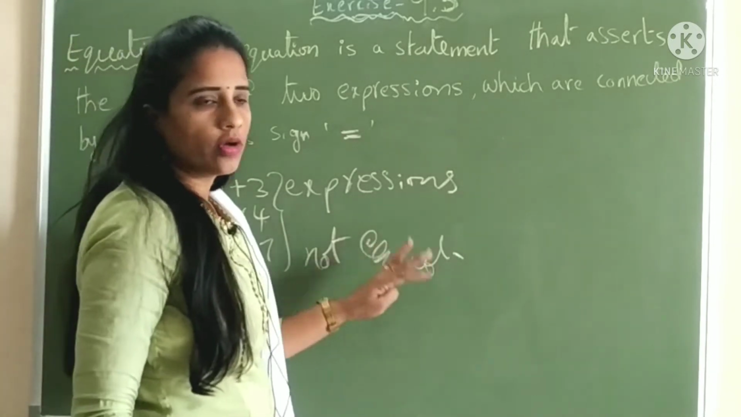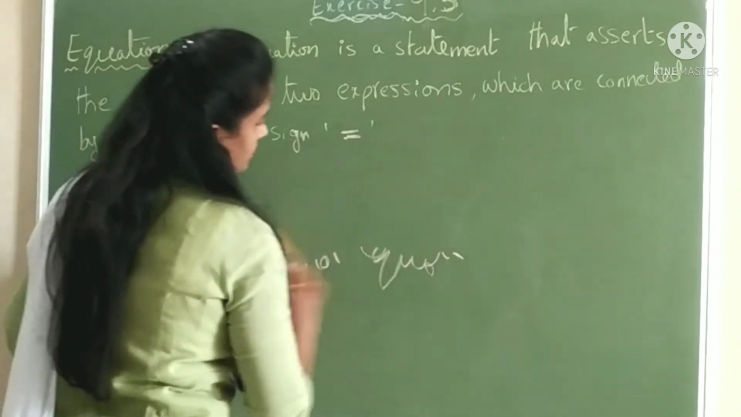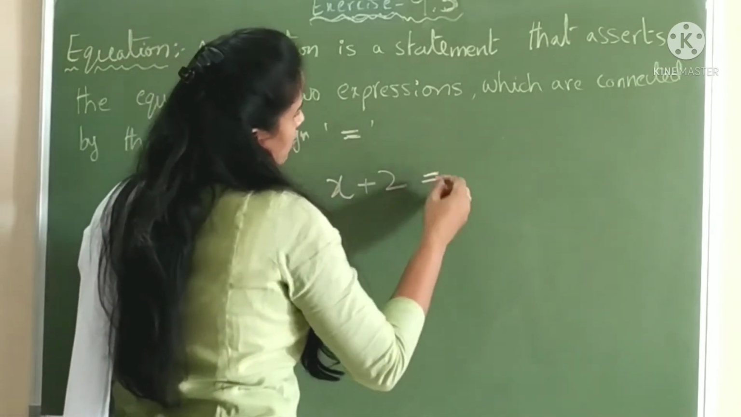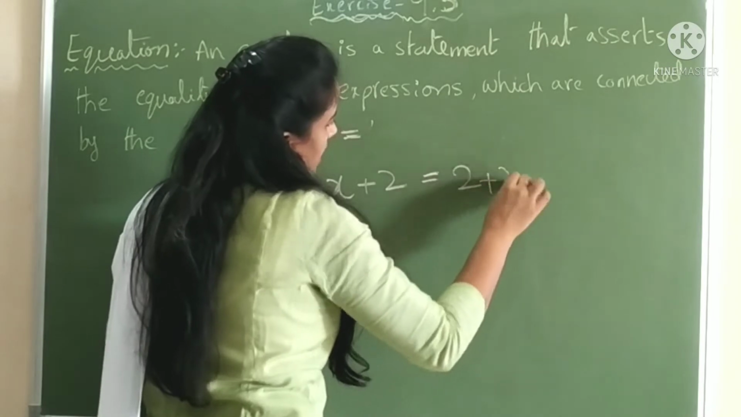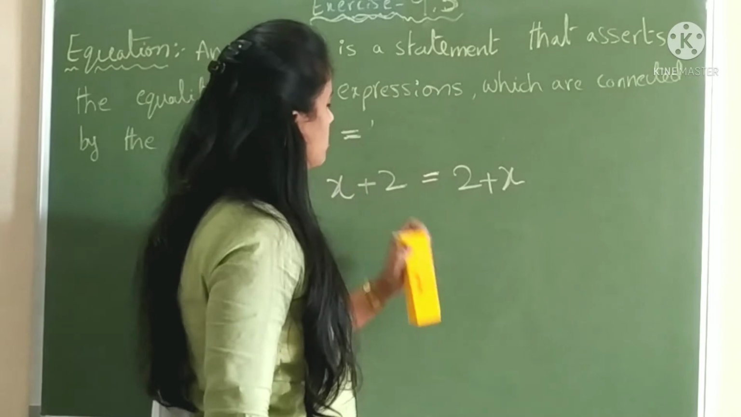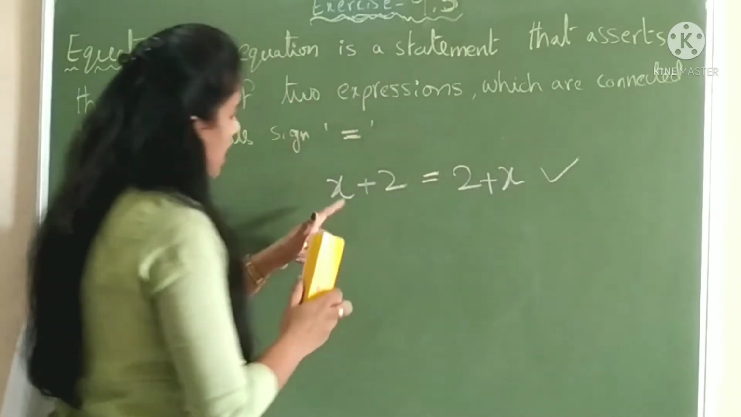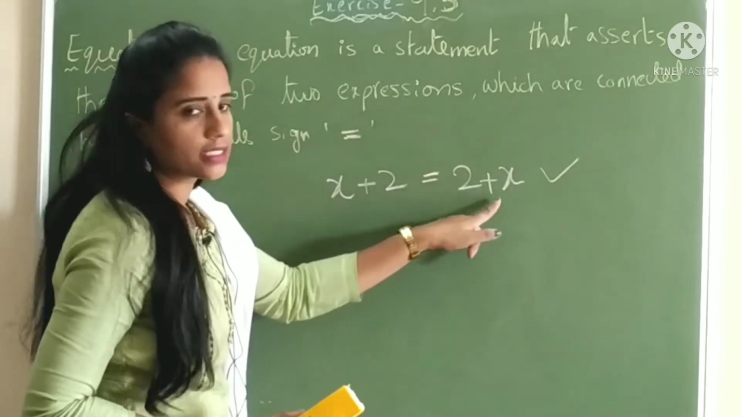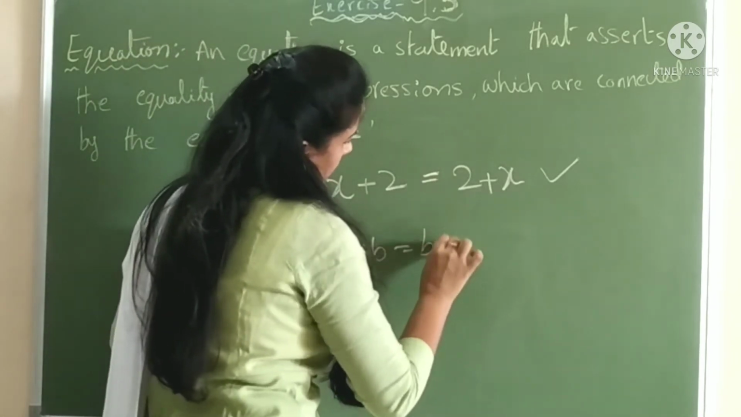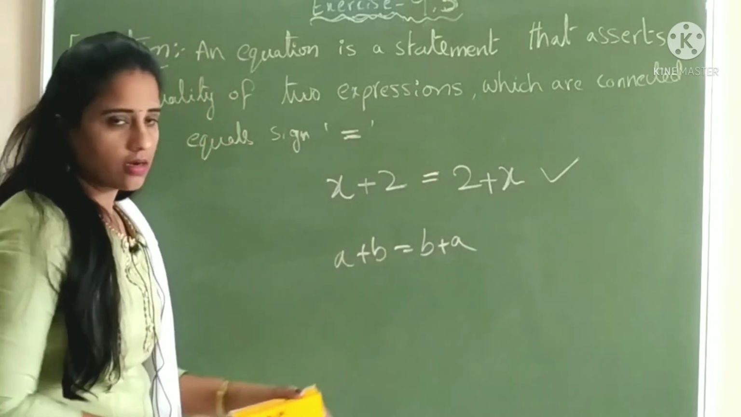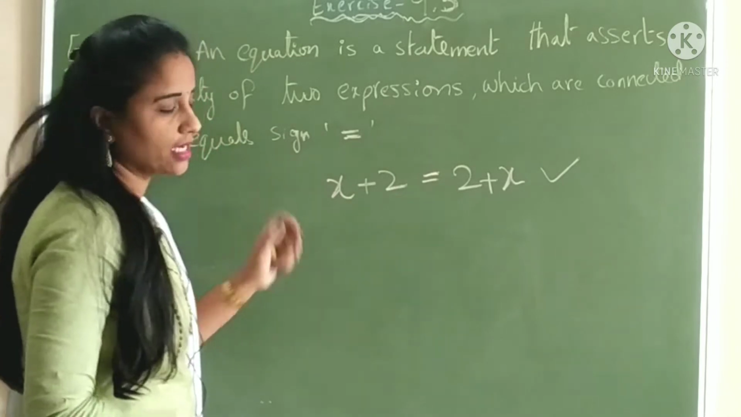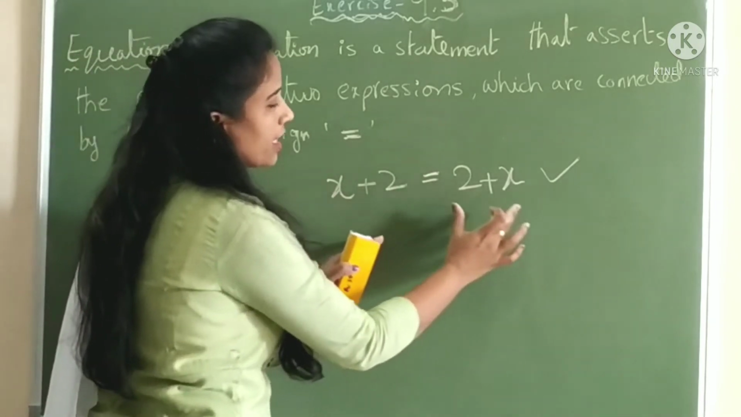An equation has two expressions. See, 5x plus 2 is equal to 2 plus x, suppose. This is an equation. x plus 2 is equal to 2 plus x, is it right? Yes. a plus b is equal to b plus a. This is an equation. Two expressions should be in an equation, and the two expressions should be equal.